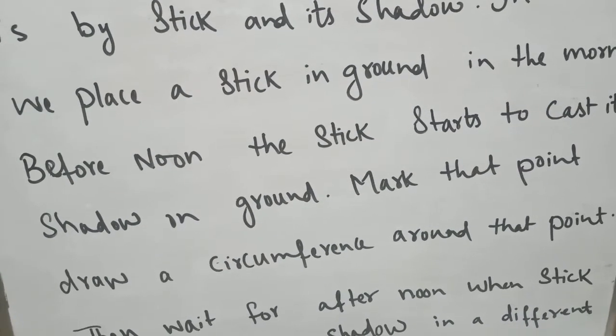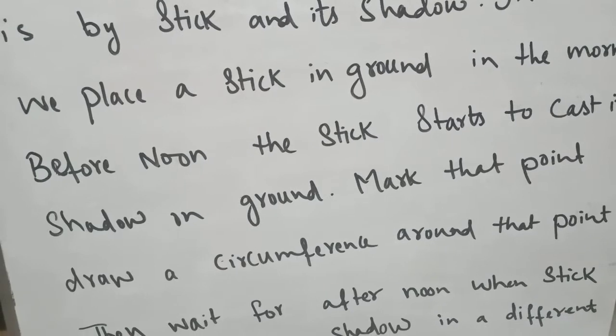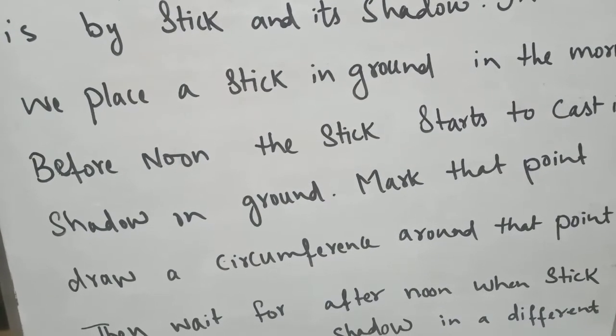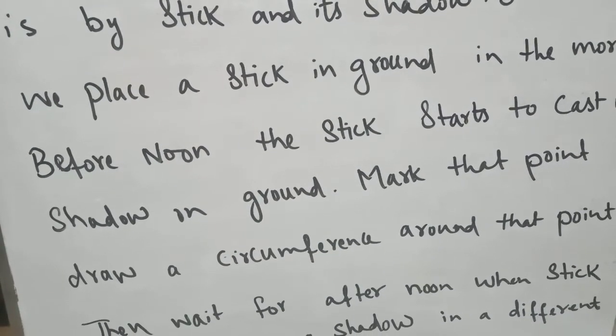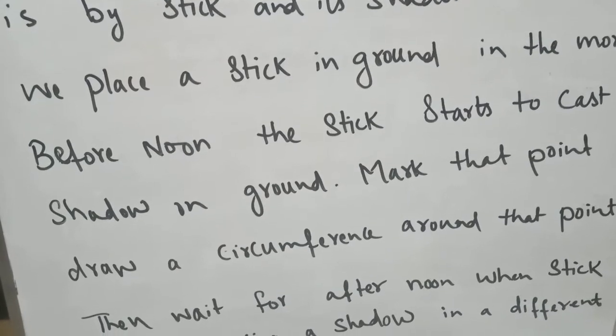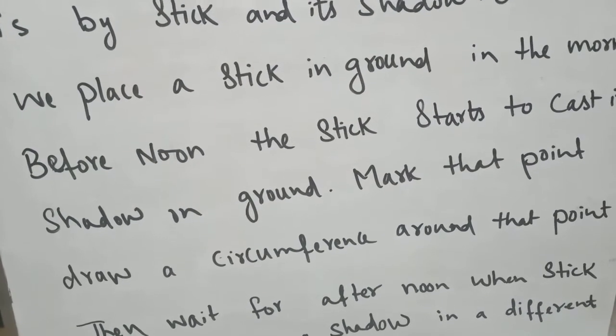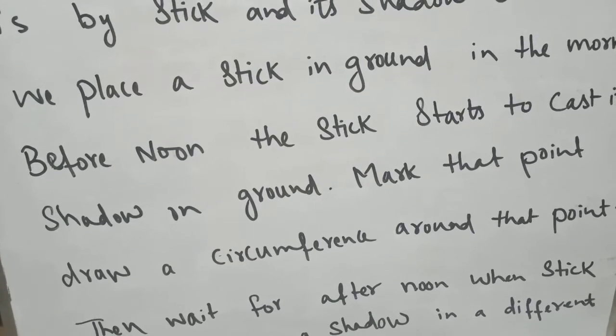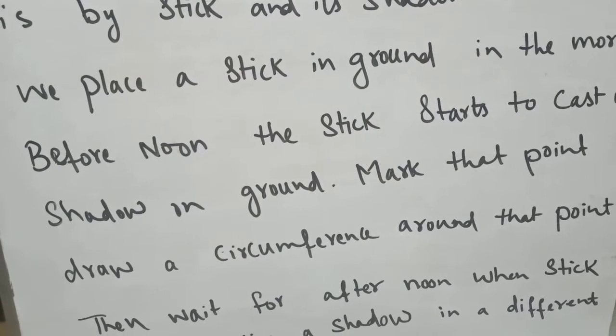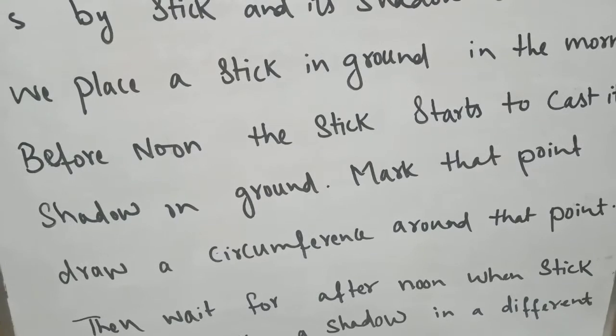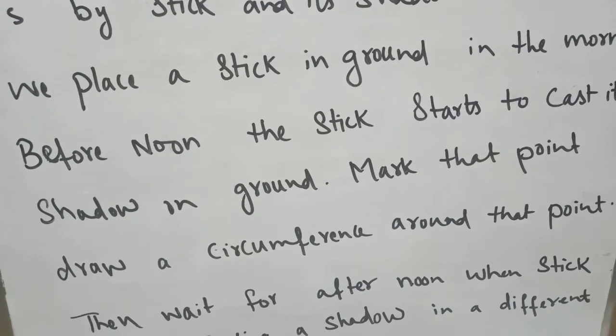And in the afternoon, when the stick again starts to cast a shadow but in a different direction, that direction would be the western side. In this manner, once we know where the east and the west are, we can easily find the north or the south.